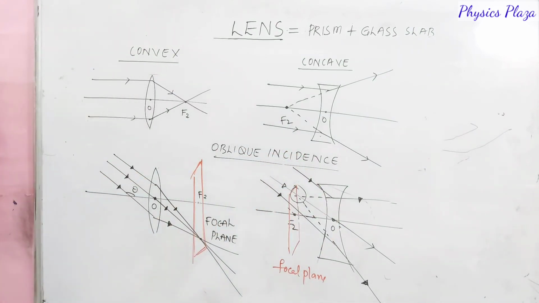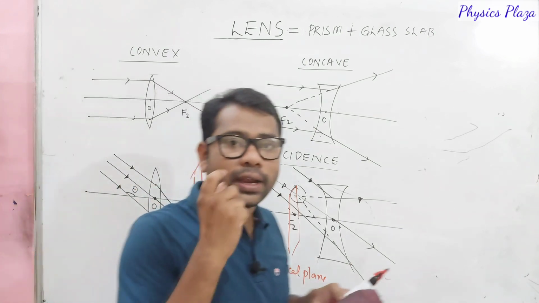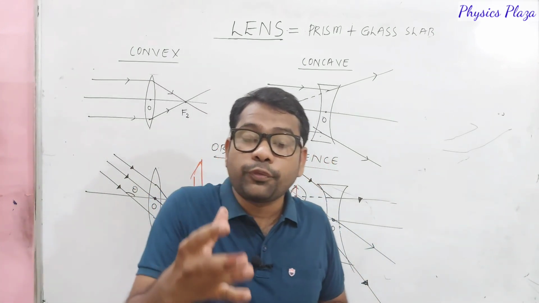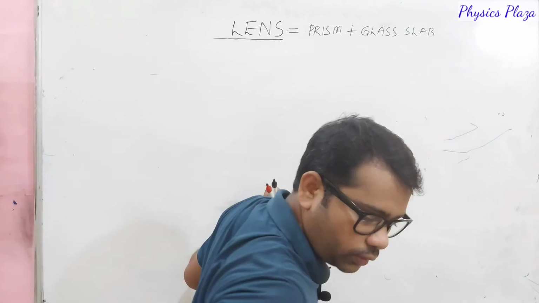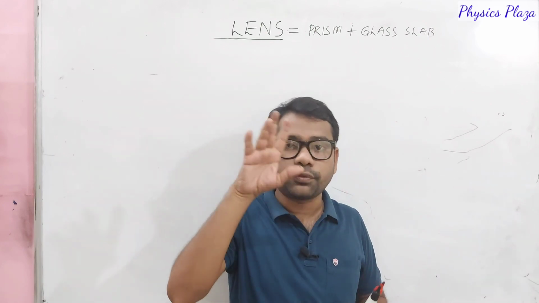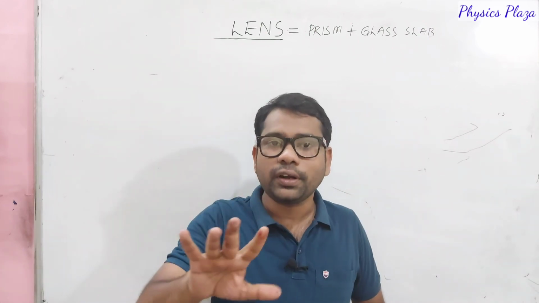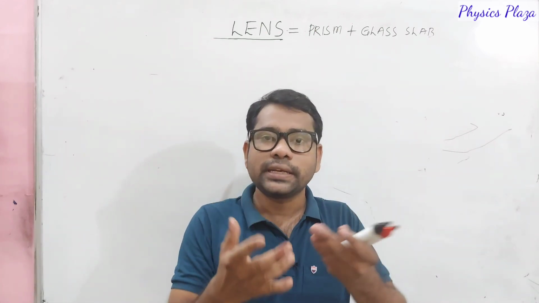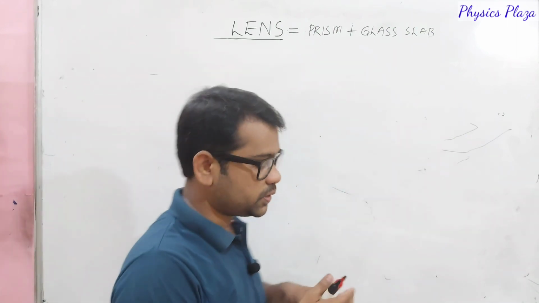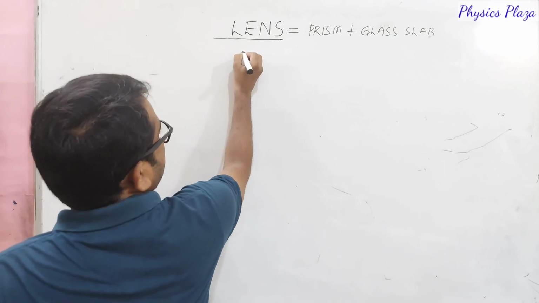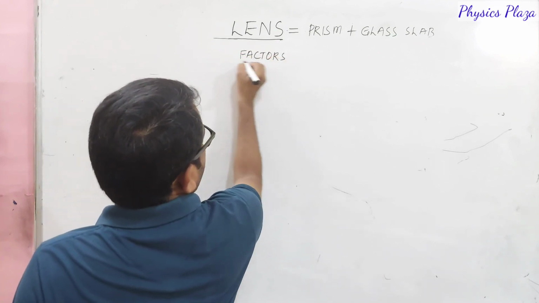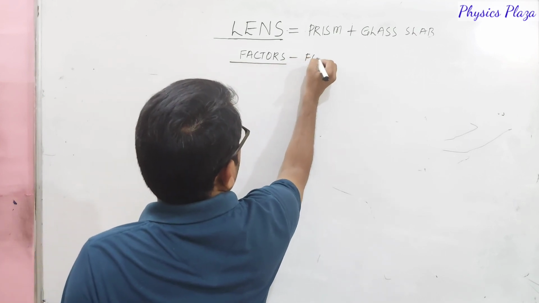Now the last topic in today's session is focal length. What is focal length? Means what are the factors on which focal length depends? Children, it's very, very important. As I said, we are going to discuss the factors on which focal length depends. It is common for concave or convex. To understand it easily, we will take a convex lens, and the same thing is applicable for a concave lens also.